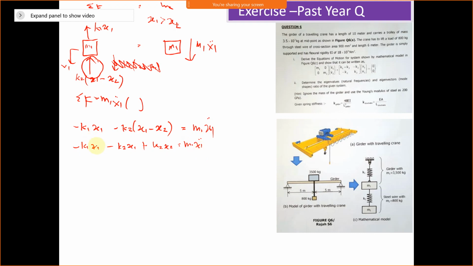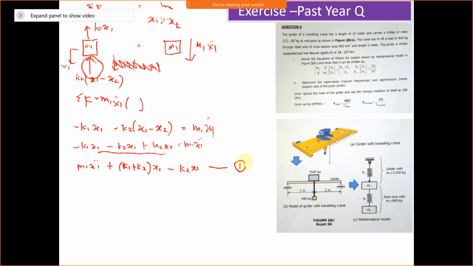So what happen, kita pindah semua yang bahagian kiri ni, kita pindah ke kanan lah untuk kita jadikan dia punya right hand side is 0. Then kita akan ada M1 X double dot 1. Then we have plus K1 plus K2 X1 minus K2 X2. So this is we consider as first equation.